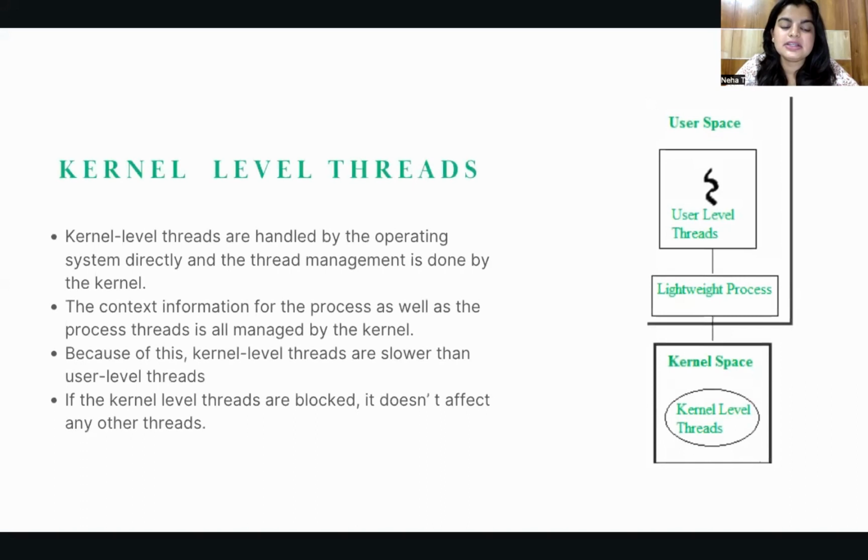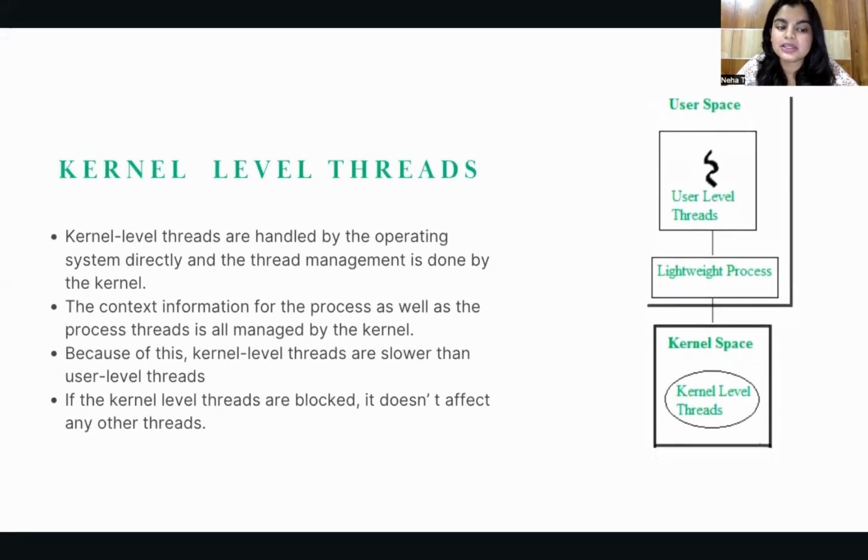Kernel level threads are handled by the operating system directly. If user level threads are managed by the users, kernel level threads are managed by the operating system directly, and the thread management is done by the kernel. The context information for the process as well as the process threads is all managed by the kernel, and hence kernel level threads are slower than user level threads. If a kernel level thread is blocked, it doesn't affect any other threads. About this, we'll be talking in the later slides.